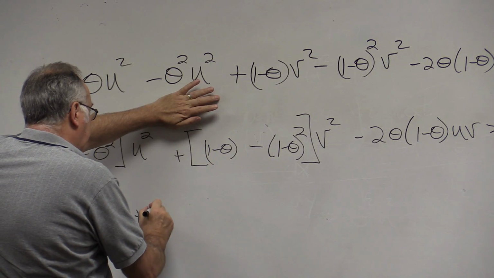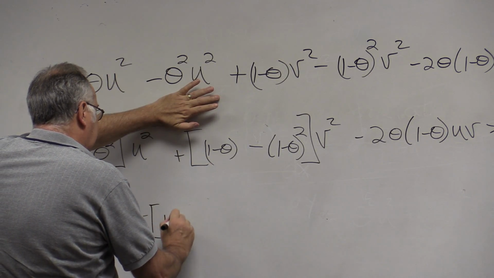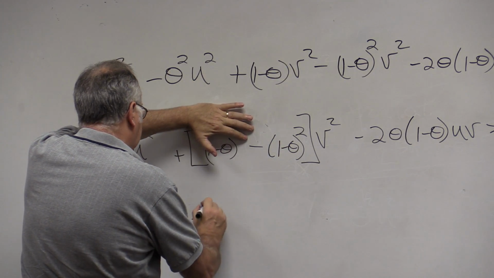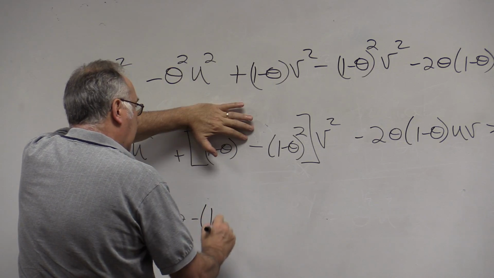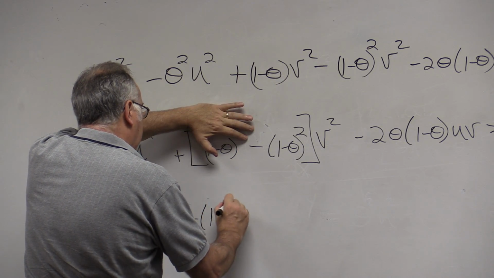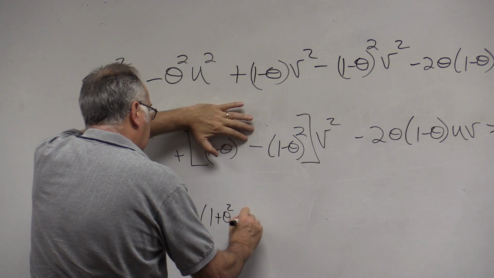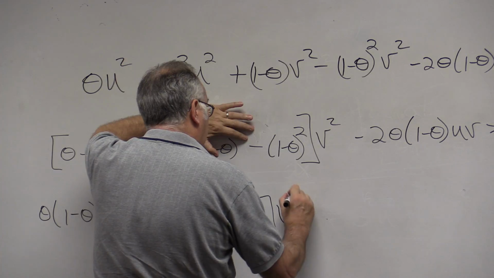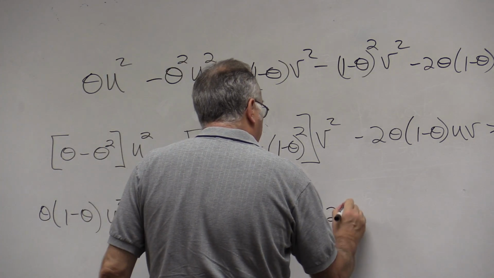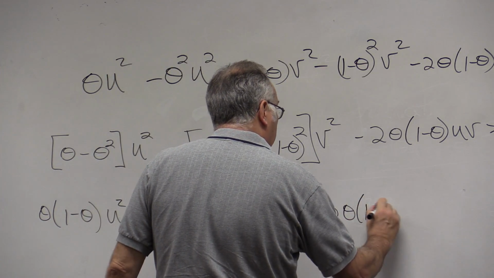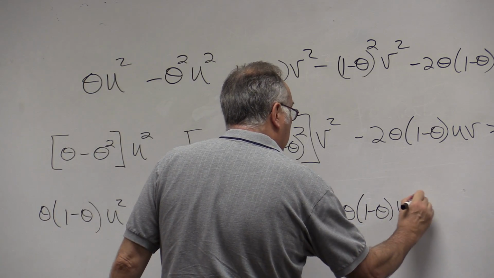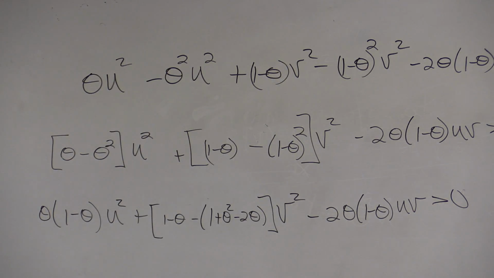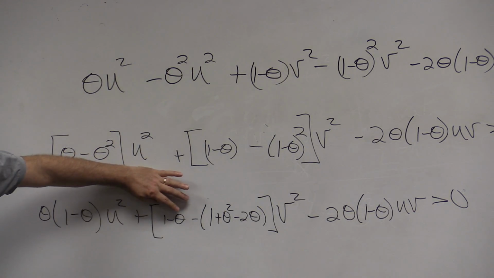Yes, so let's expand that out. 1 minus theta. I don't need parentheses around that. Then you're going to have what? A minus a 1 plus theta squared minus 2 theta. Now notice what happens here. You got a minus theta.